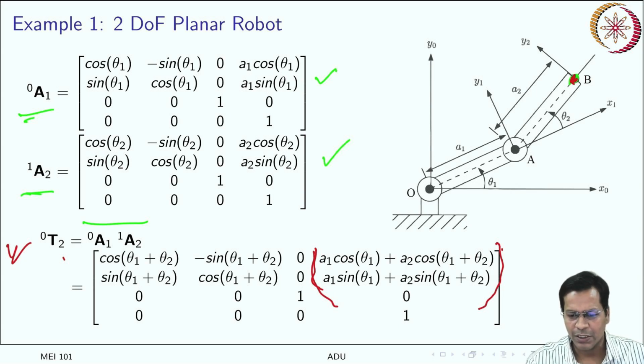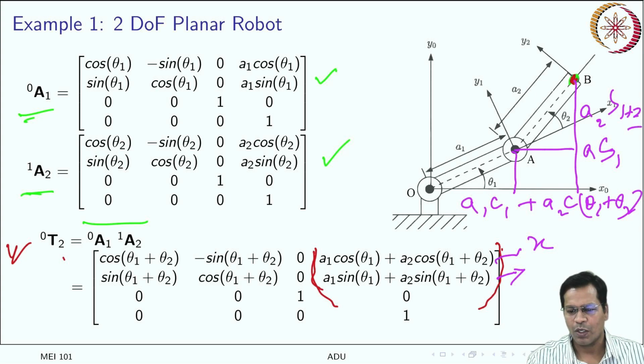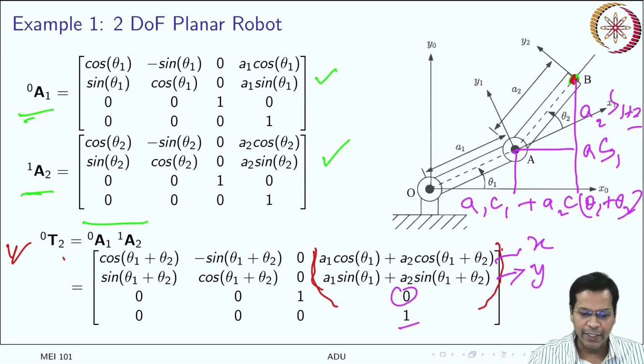So what is that? You just see it here. It is A1 cos theta 1, and this distance is A2 cos(theta 1 plus theta 2). Got it? So the sum of them is your x coordinate. Similarly, y can be obtained as A1 sin theta 1 and A2 sin(theta 1 plus theta 2). Got it? So that is here. This is y, and z, because it is planar, z is always equal to 0. And you can quickly verify even the rotation matrix, at least in this case.